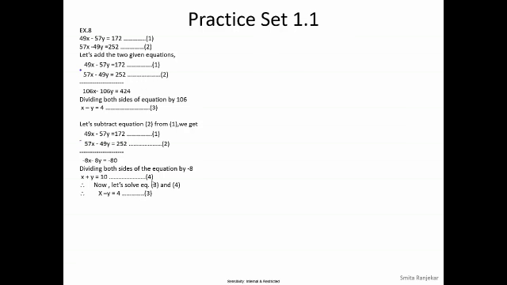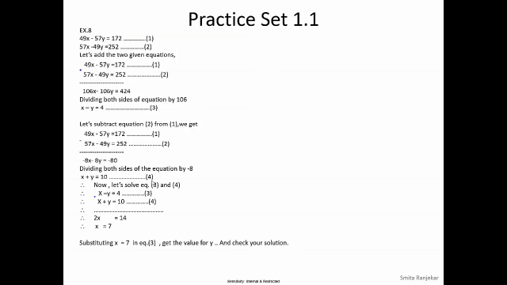So x minus y is equal to 4 and x plus y is equal to 10. Here coefficients of y are minus 1 and 1. So we have to do the addition. Then it will become 2x is equal to 14. So x is equal to 7.